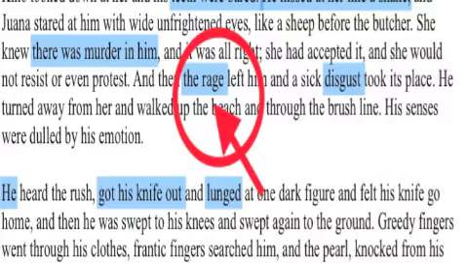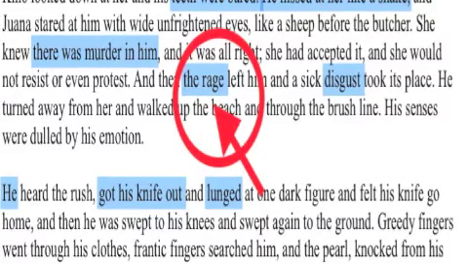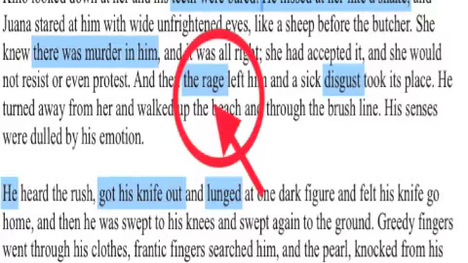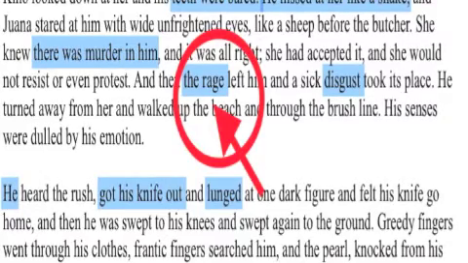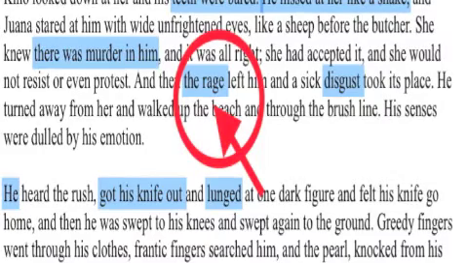This man goes from rage. Now she could feel the murder in him. And I would argue that that's another form of imagery. It's almost like a feeling that you have. And it was all right. She was okay. She had accepted it.